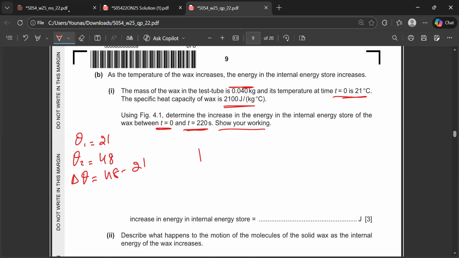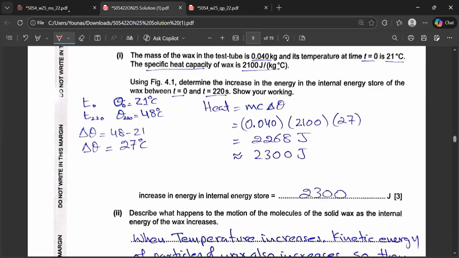And the formula for the heat is equal to m c delta theta. So m is the mass, which is given here. Here c is the specific heat capacity, which is given here. And delta theta is this one. Okay, so just put those values here and you will be able to calculate that heat. So heat is equal to m c delta theta.